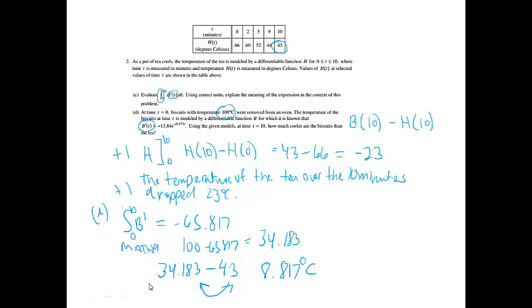That was worth 3 points. If you set up an integral right here to show that you needed to find the integral of b prime to get the temperature of the biscuits, give yourself 1 point. If you used this 100 to actually get the temperature of the biscuits, give yourself a point. And then if you were able to find the 8.817 degrees Celsius, give yourself another point.